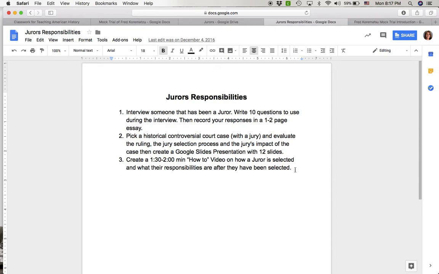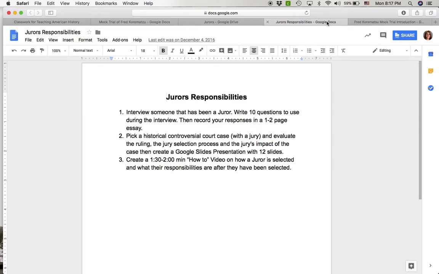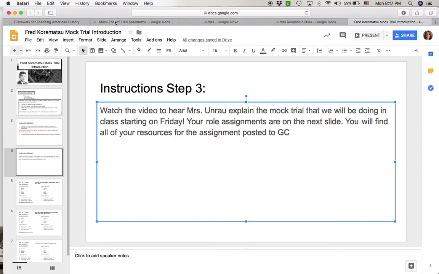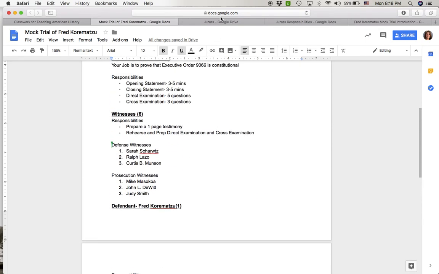Okay, and then of course on Friday and Monday you guys will be serving as the jury, and you'll have a note sheet to fill out on those days. That can be found in the jurors folder under the Korematsu mock trial. Okay, so that sums up what everyone's responsibilities are.